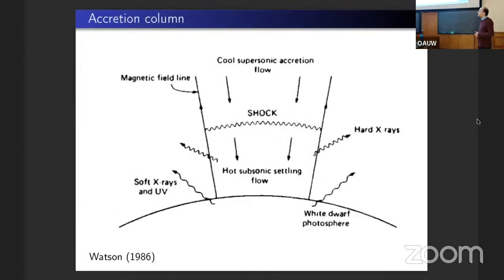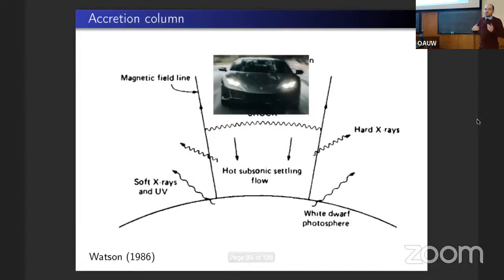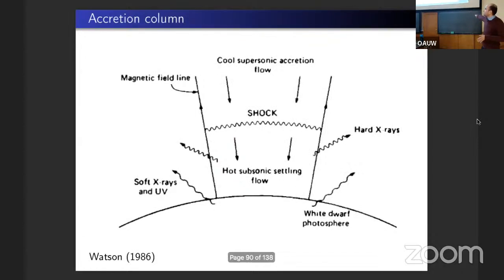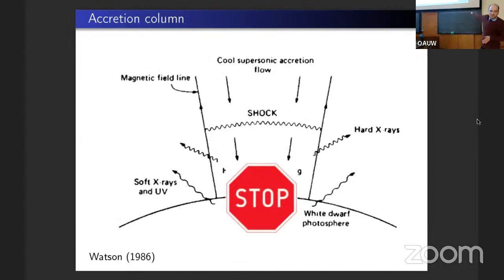So this is a zoom in on the accretion column when it hits the white dwarf. Looking from the top, we have the accretion column coming onto the white dwarf surface, and at the top we have a cool supersonic accretion flow. So it is actually pretty fast and pretty cool matter. It's going fast, but right at the bottom we have the white dwarf surface, so we know the matter has to stop there.